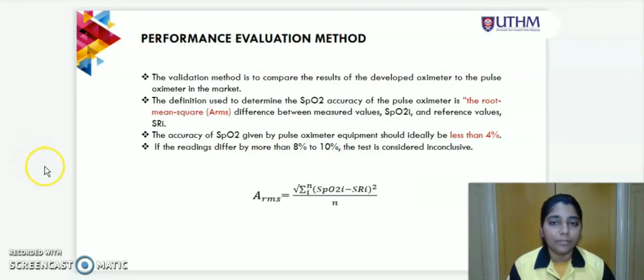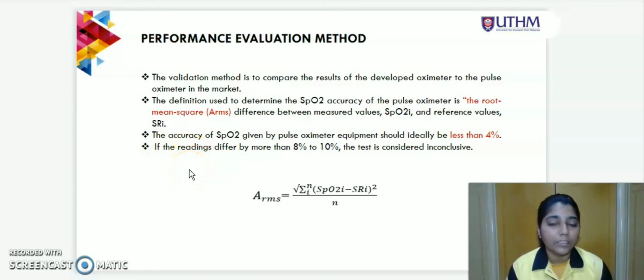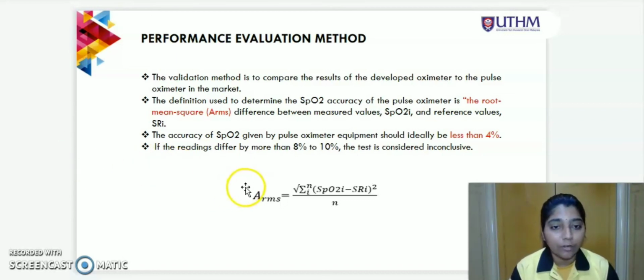Next would be the performance evaluation method. The validation method is to compare the result of the developed oximeter to a pulse oximeter in the market. The definition used to determine the SpO2 accuracy of the pulse oximeter is the root mean square, ARMS, difference between the measured value SpO2 and the reference value SRI. The accuracy of the SpO2 given by the pulse oximeter equipment should ideally be less than 4%. If the reading differs by more than 8% to 10%, it means that the test is considered inconclusive. So this is the formula that will be used to calculate the root mean square.